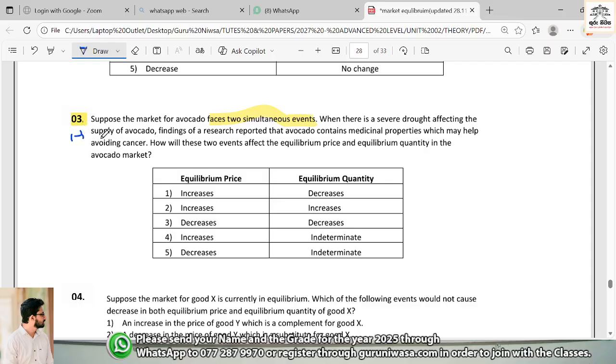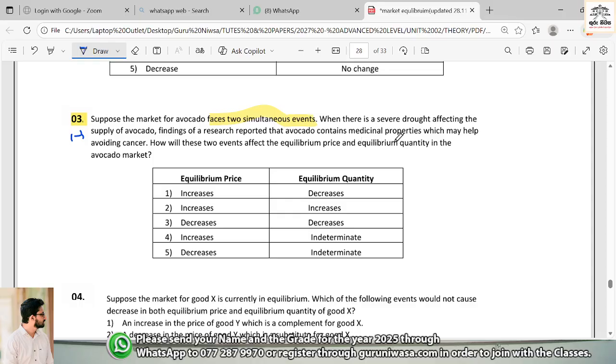You get the point? At the same time, a research finding reported that avocado contains medical properties which may help avoid cancer. Does it affect demand or supply? This report, the research story. Demand. Demand, right.